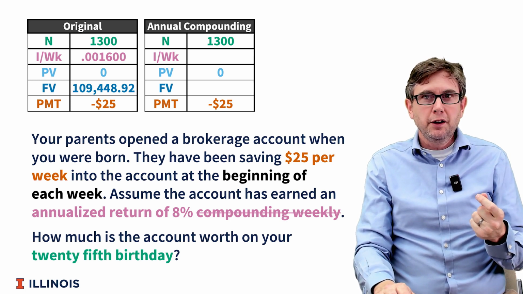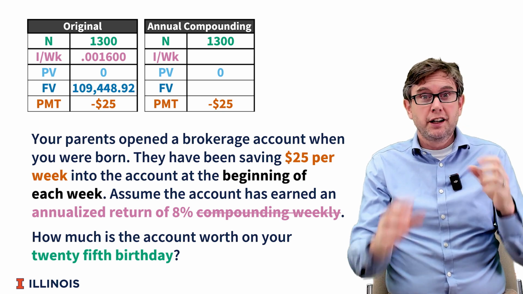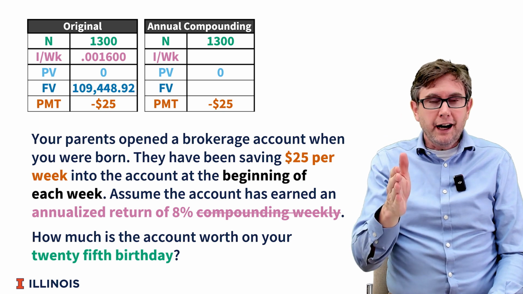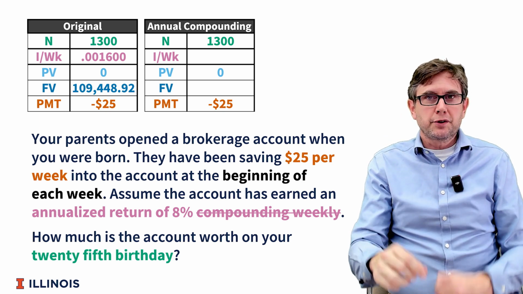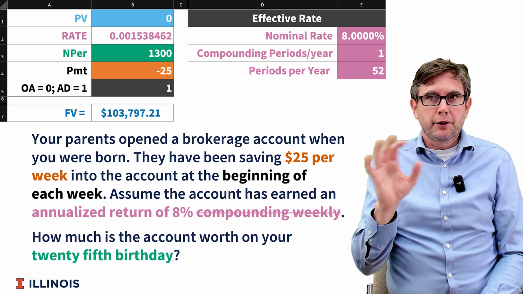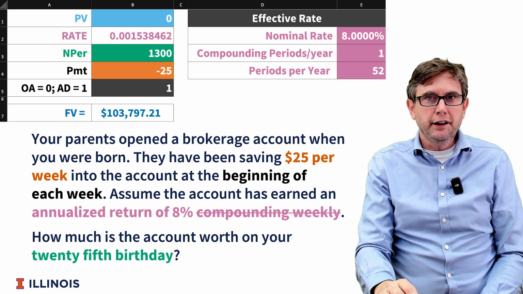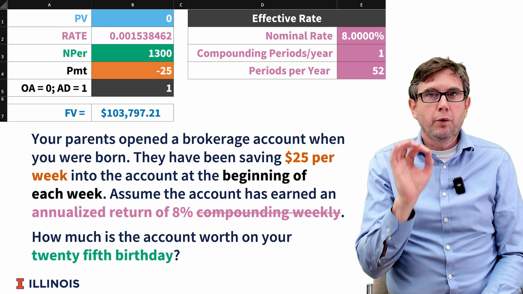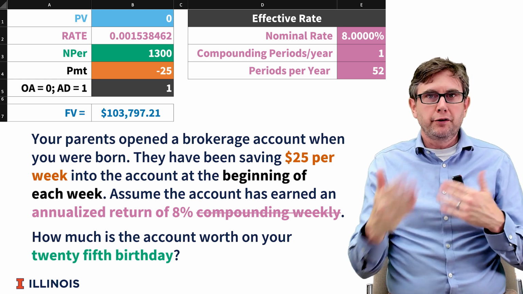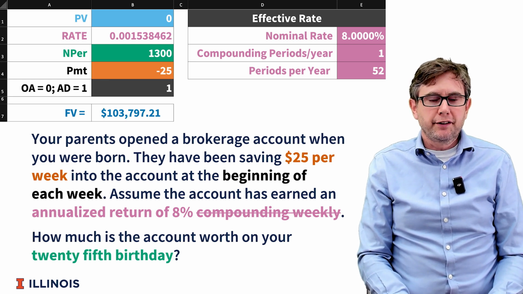What's that going to do? Well, that actually does change the amount of interest you get. If we're going to do a not compounding weekly, but an annualized return, we find that we're going to take 8% is our nominal rate, 52 periods per year. You figure out that's 0.153%. And when we find the future value there, we get 103,797.